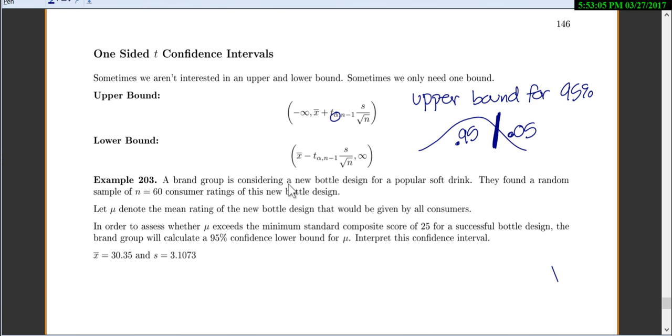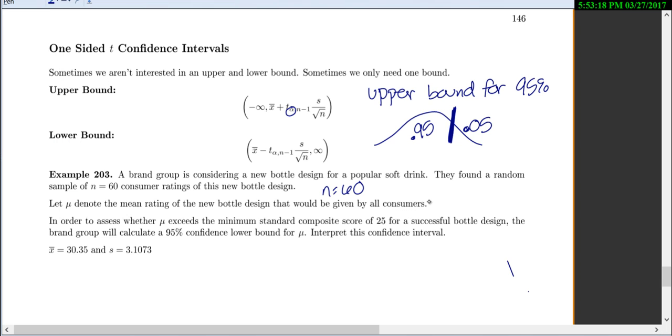So we have a brand group that is considering a new bottle designed for a popular soft drink. They found a random sample of 60 consumer ratings. So n equals 60. Now because n equals 60, that's a big sample size.